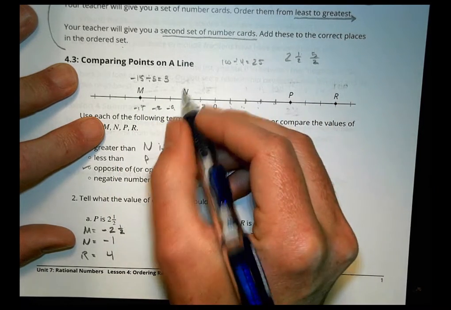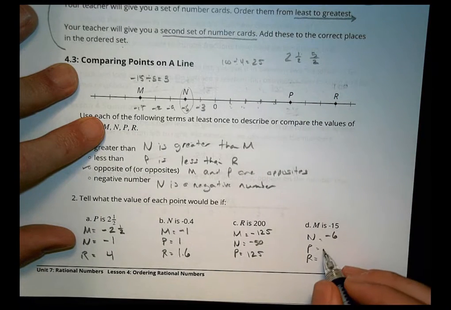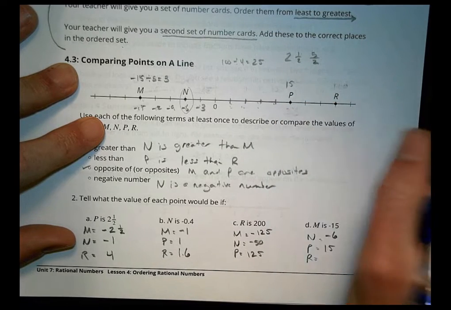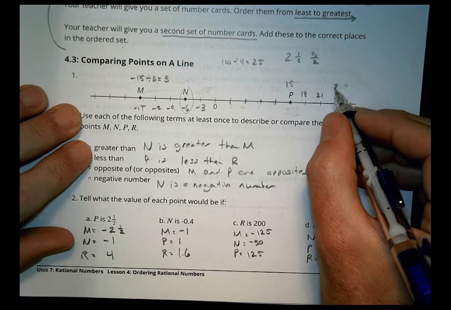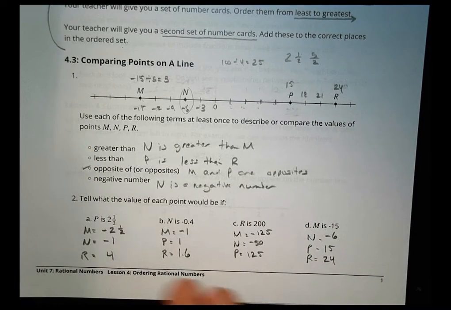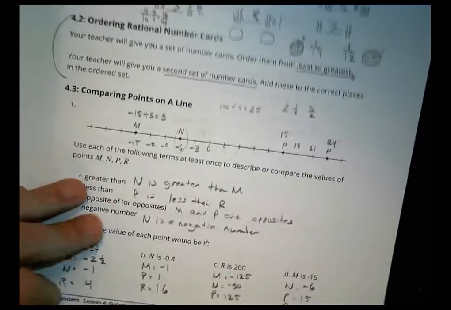So N is located at negative 6, P is the opposite, so it's going to be positive 15, and counting by 3s, I have 15, 18, 21, and 24 for R. Alright, and that's the idea for that one there. You have to play with that number line quite a bit. Let's take a look at our summary, because that really is our whole lesson right there.